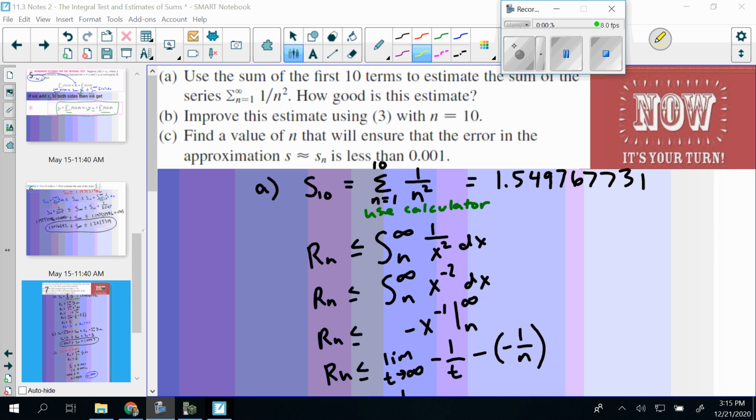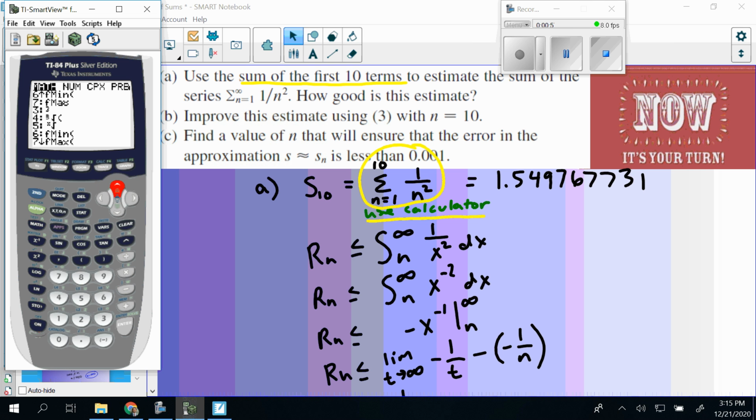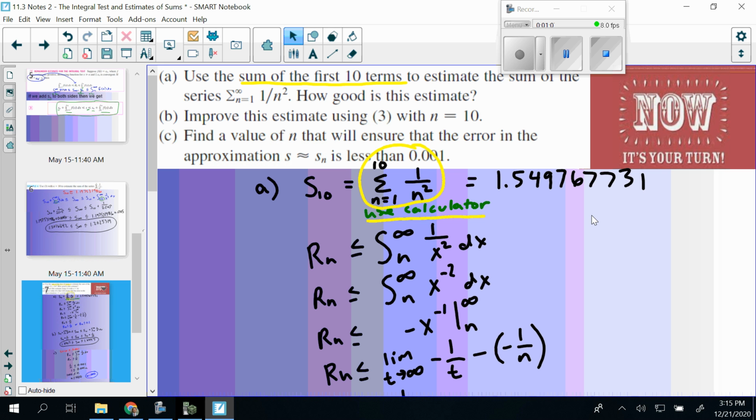Okay, so for part A, hopefully you had a chance to try that. They want you to find the sum of the first 10 terms here. So just use your calculator, type this statement in using that calculator, which should look something like this, and you get a value of about 1.5497. Remember to find that in your calculator, math, and then on the bottom you want to use that summation.